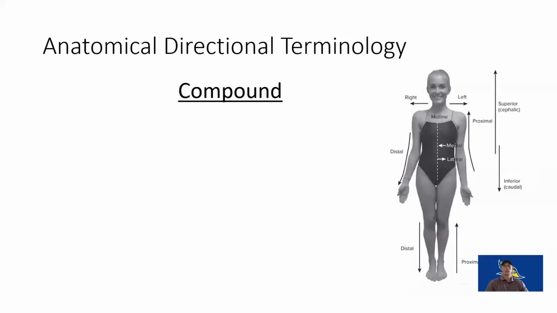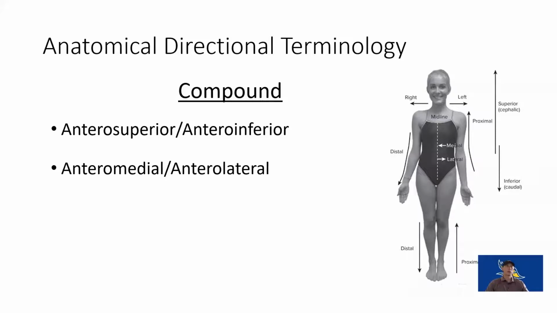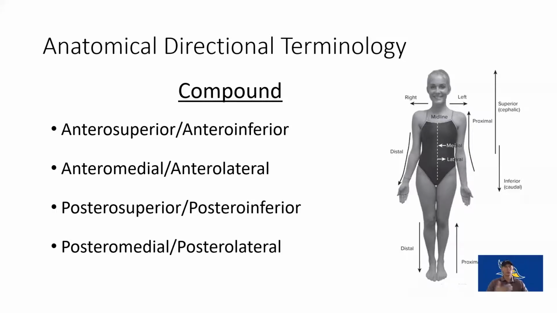If we're looking at some of these combined, we can combine some of these terms. So like antero-superior, antero-inferior, or anteromedial, anterolateral. Antero-superior is anterior and up. Antero-inferior, anterior and down. Anteromedial, anterolateral. So like the palm of my hand would be anterolateral compared to my chest, which would be anteromedial, closer to the midline. Same with posterior-inferior, posterior-medial, posterior-lateral. Looking at the back side, up and down, towards the midline, away from the midline.